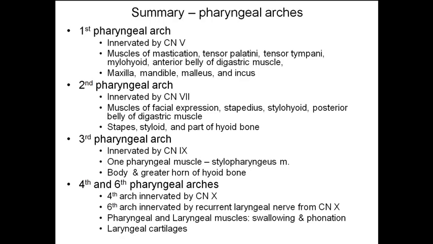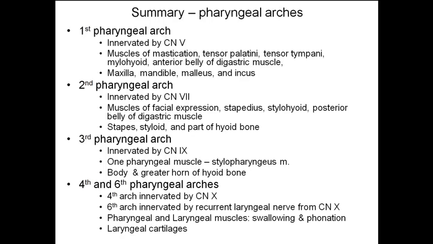then the sixth arch, innervated by the recurrent branch of cranial nerve 10, gives rise to the laryngeal muscles, and those are going to be the muscles that control the opening and closing of our vocal cords. So the posterior cricoarytenoid, lateral cricoarytenoid, all of those guys in the larynx are innervated by the recurrent branch of cranial nerve 10, and hence came from the sixth pharyngeal arches.